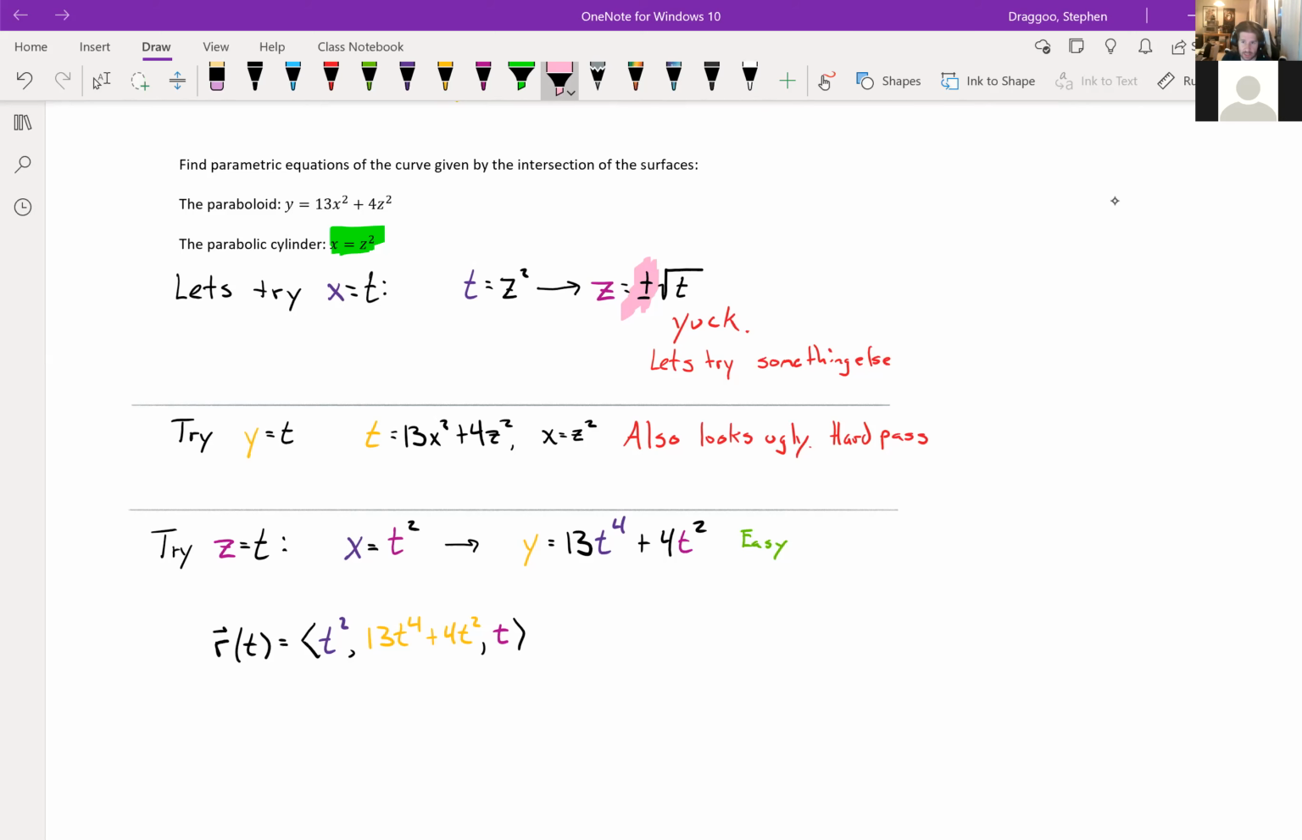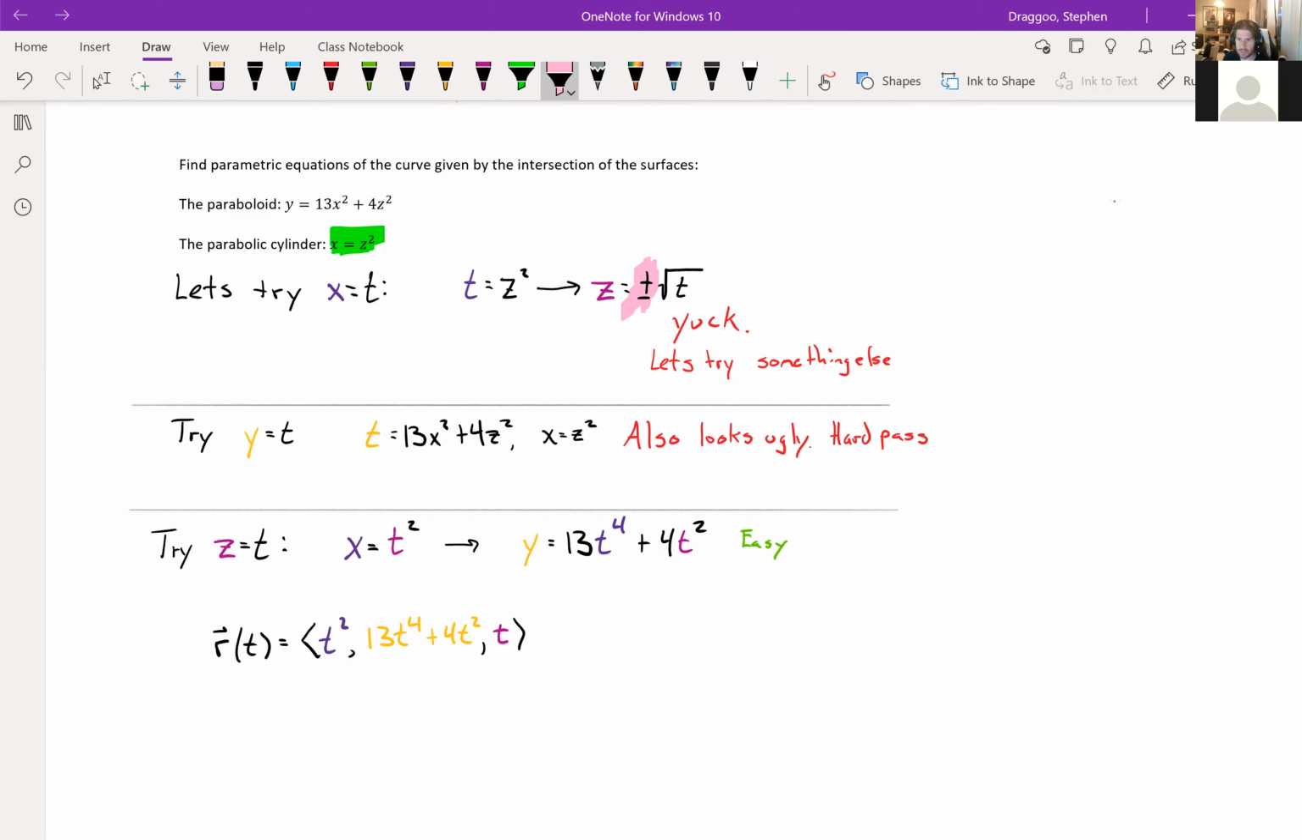So instead of x being t, let's try y equals t. That's now the second equation. There's only one place to plug in for y. So I did that in the top equation. I get 13x squared plus 4z squared. I still have x equals z squared. I could substitute that in and have something like z to the fourth plus z squared equals t, and then somehow I've got to turn that into an equation for z equals something with t. Yeah, that looks hard, and I don't want to do that. So I'm going to try something else because that didn't seem to work.